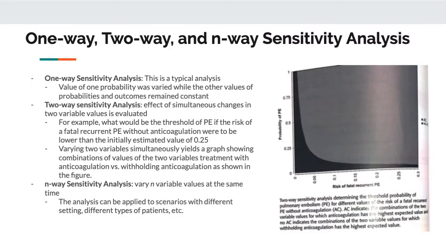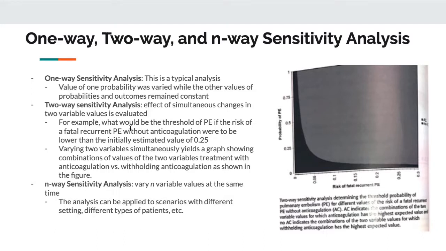All right, so next we talk about the technique to perform the sensitivity analysis. We have the one-way, two-way, and n-way sensitivity analysis. One-way sensitivity analysis is the typical analysis we usually perform in most cases. In this method, the value of one probability will vary, while the other probabilities and outcome values remain constant. So it means we change only one parameter at a time, and we observe the outcome. Two-way sensitivity analysis, we can observe the effect of simultaneous change in two variables at the same time.